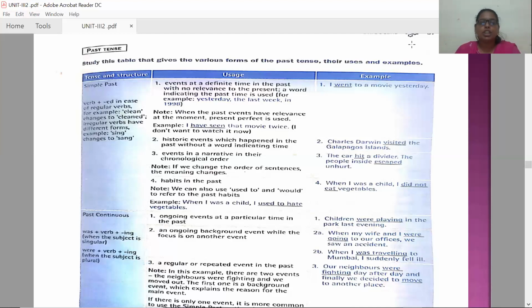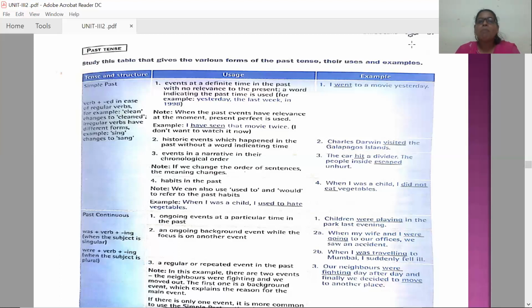Coming to the past continuous structure. Was plus verb plus ing when the subject is singular, and in all the other cases, were plus verb plus ing, the plural form. So let us see the usage. Ongoing events at a particular time in the past. Ongoing in the past, it went on for some more time in the past. Children were playing in the park last evening.